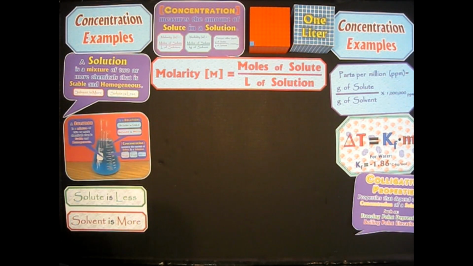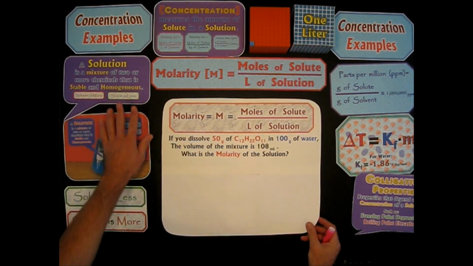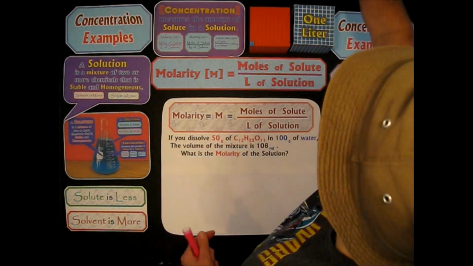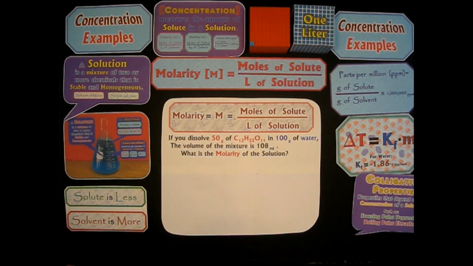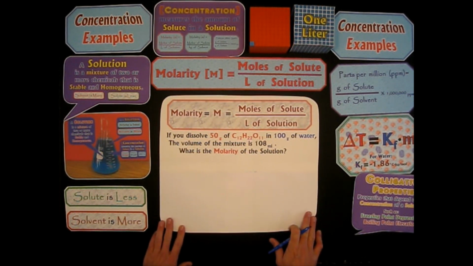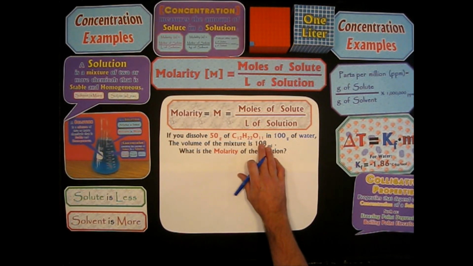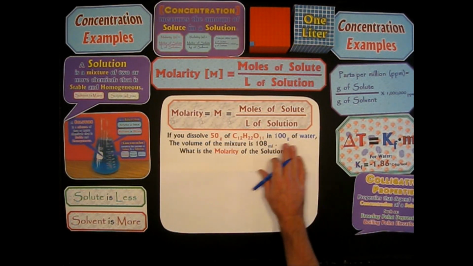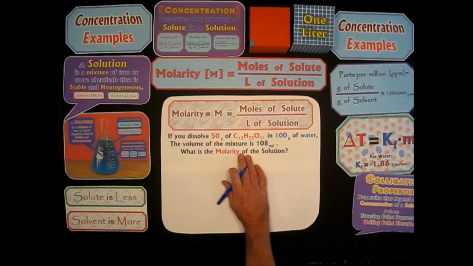For the third problem, I'm going to do another molarity, but this one, after we use it for molarity, I'm going to use it again for molality. So we're going to use basically the same problem twice, just to show you the difference between molarity and molality. Okay, so again, this is a molarity one first. If you dissolve 50 grams of C12H22O11 in 100 grams of water, the volume of the mixture is 108 milliliters. What is the molarity of the solution?